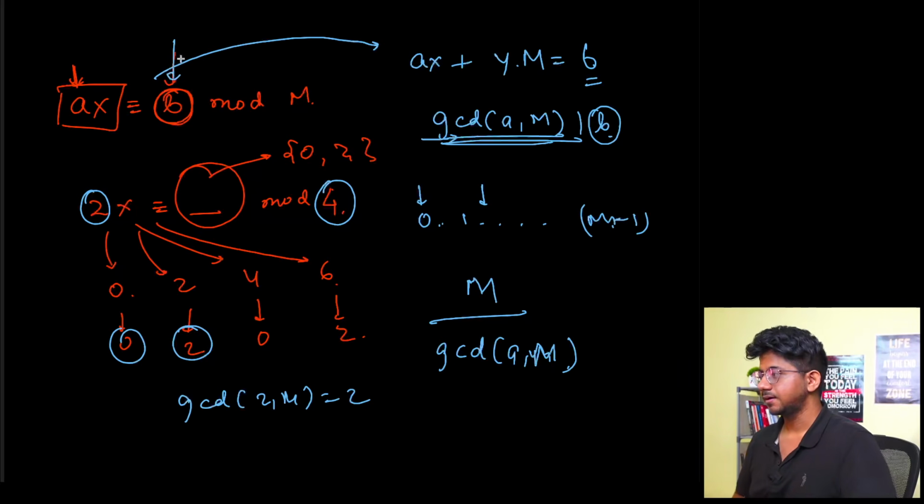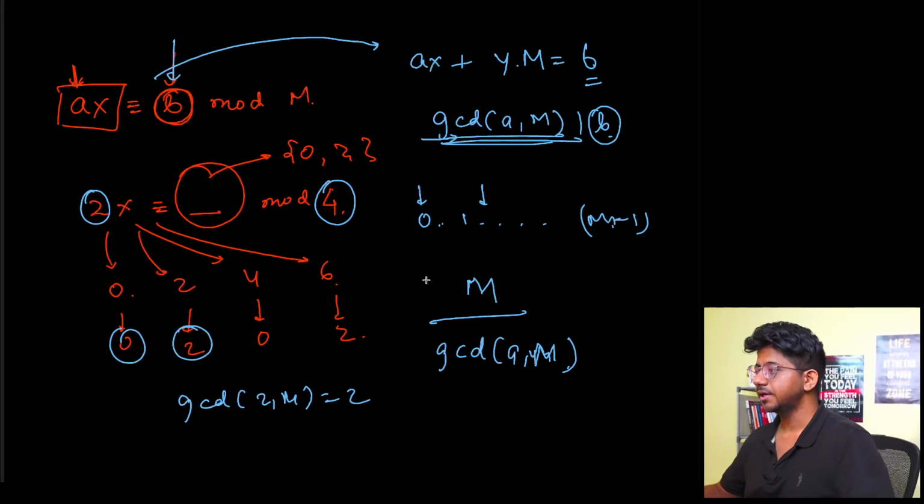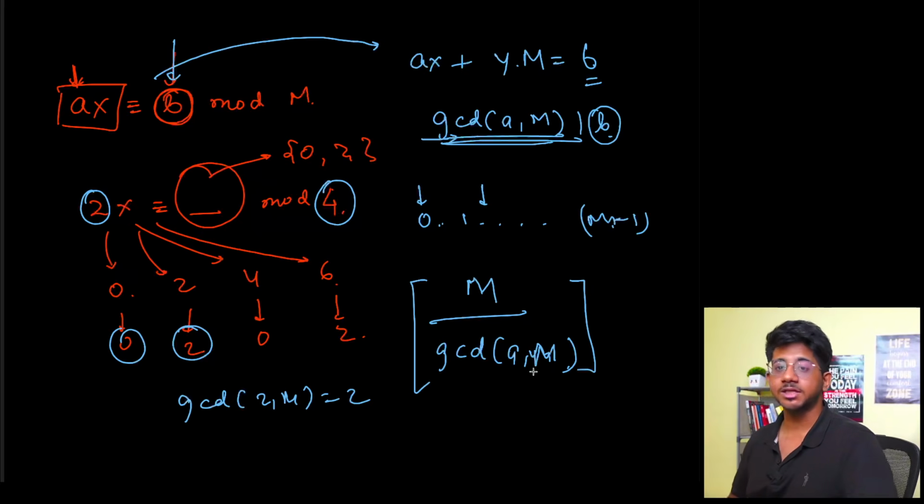Okay, and in fact this is always divisible because it's a GCD with m. So whatever this number is, it divides m. So it will divide this number. So it will always get a solution. Okay, these many valid remainders are possible for the ax equal to b equation.